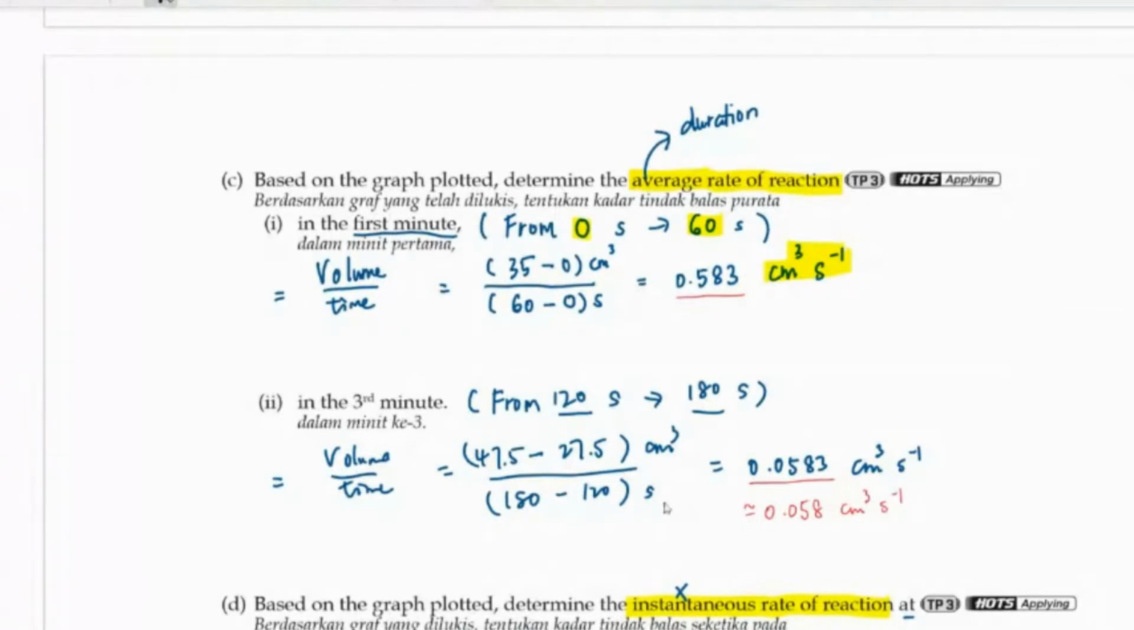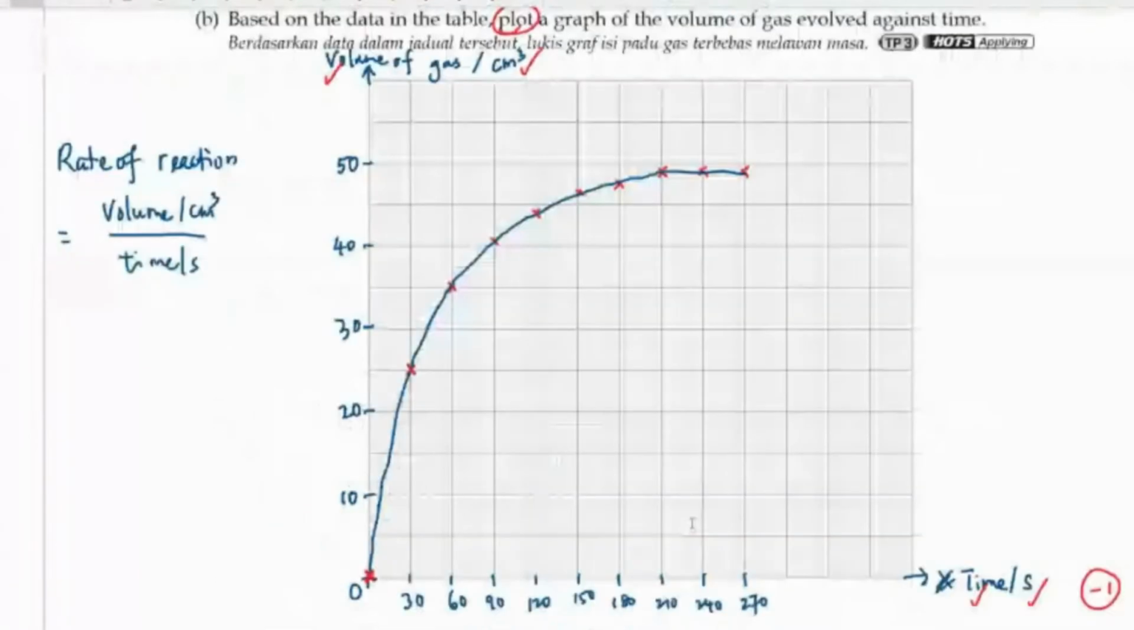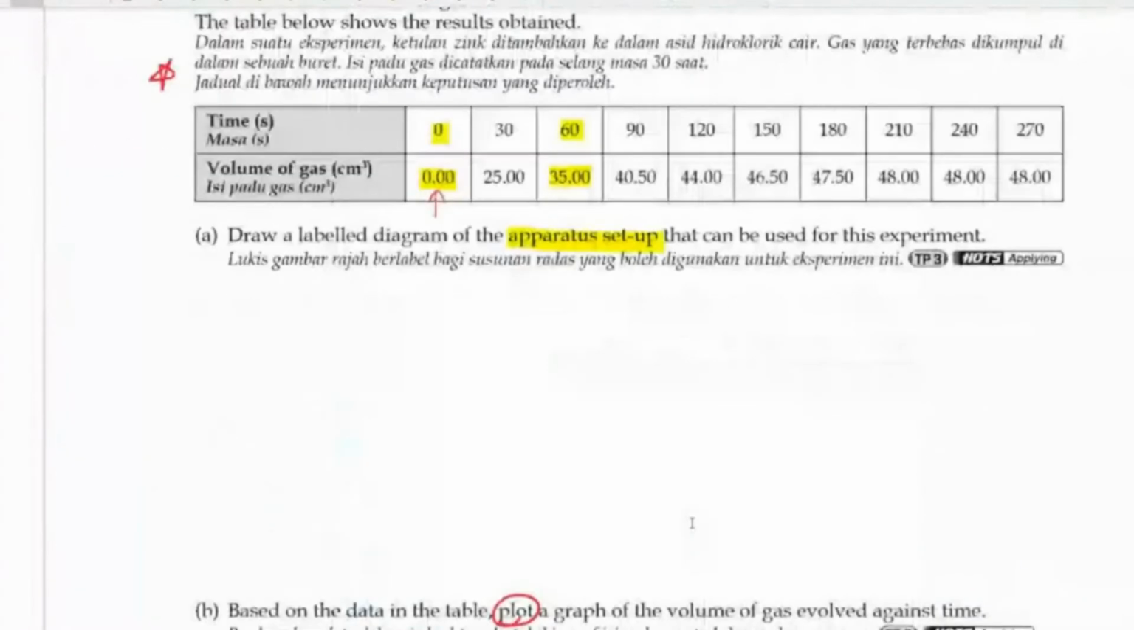Now, I add in one more question. If I ask you to write the overall rate of reaction, it means until the reaction is complete, right? So what do you think is the time range overall? From what time to what time? How many seconds to how many seconds? Okay, 0 to 270 seconds.